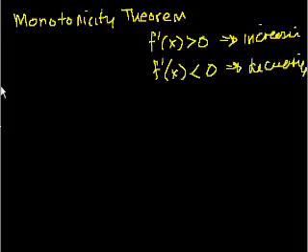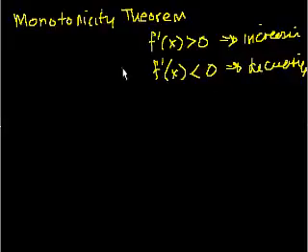And why am I kind of disparaging of this? Well, what's the derivative? The derivative is the slope. And you learned in Algebra 1 that if the slope is positive, the graph of the line is increasing. And if the slope is negative, the graph of the line is decreasing.